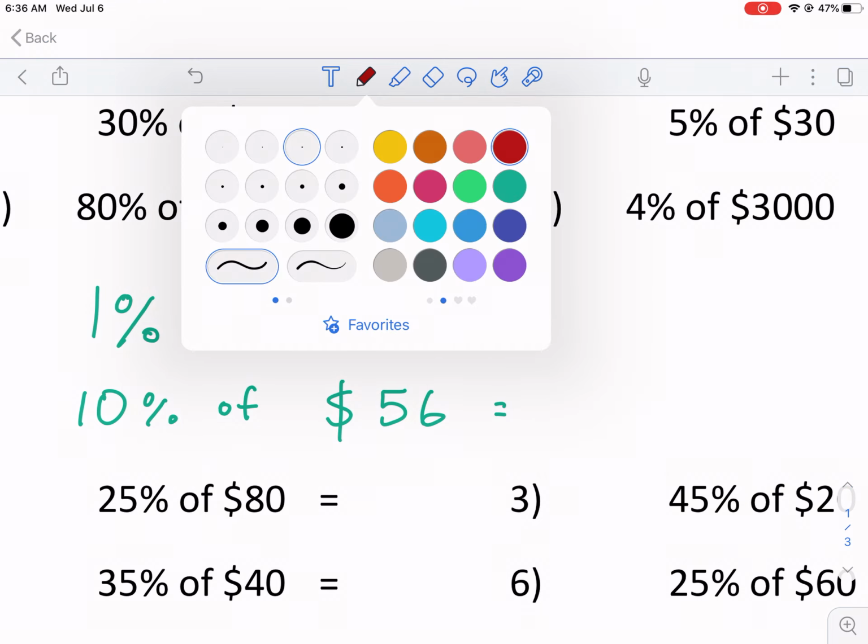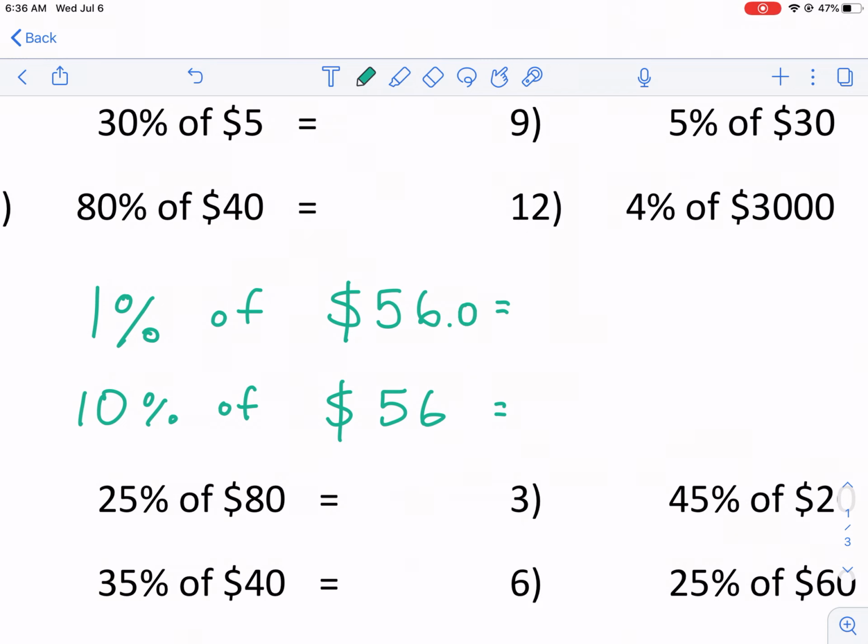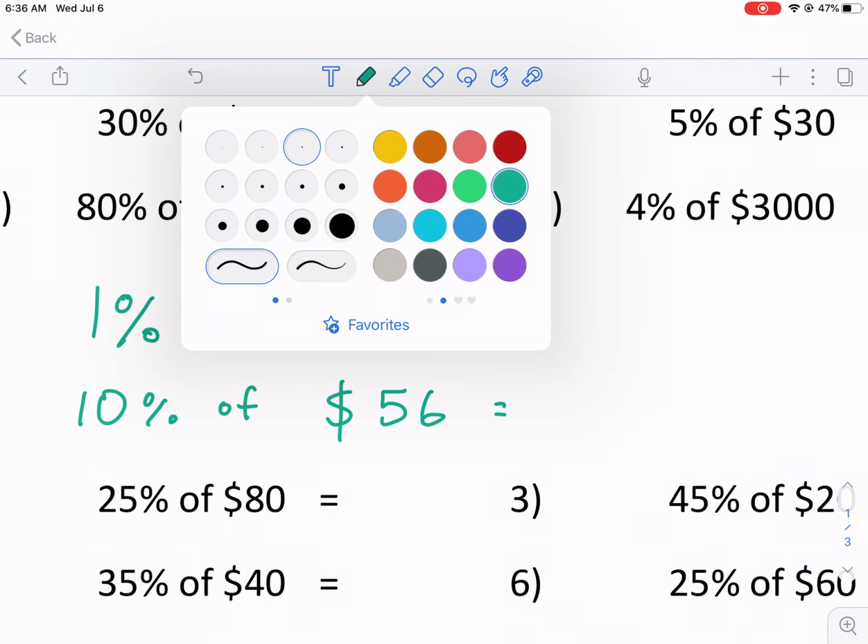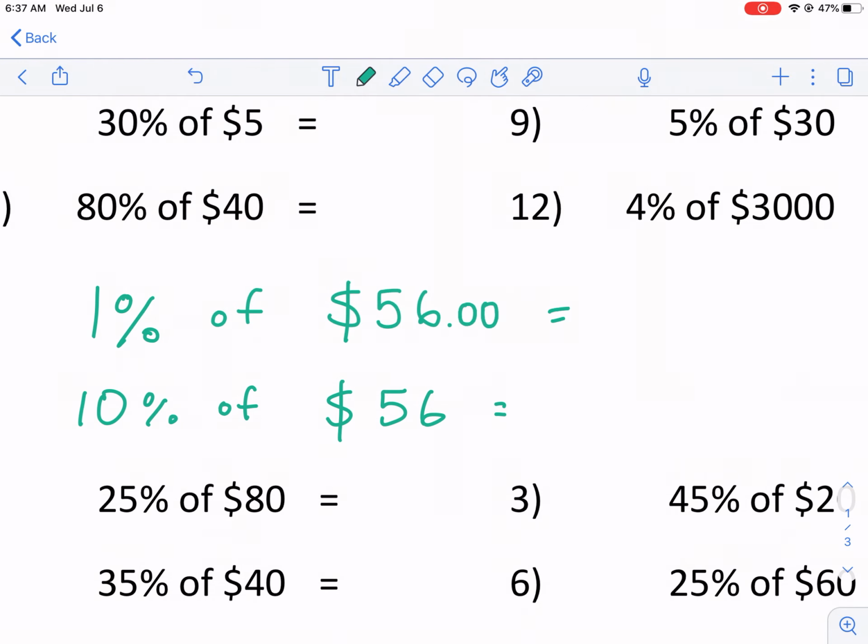The easiest way to do it, if you have 1% of a number, okay, I'm going to go ahead and quick add on 0.00 here for the cents. Okay, so we have 0.00. If we have 1% of a number, we are going to move this to make it smaller, okay? 1% means it's smaller than 100%, so we need to make the number smaller. So you move this decimal place 2 times to the left, so 1% is going to be 56 cents, okay? So 2 to the left for 1%. And for 10%, it's only 1 to the left.